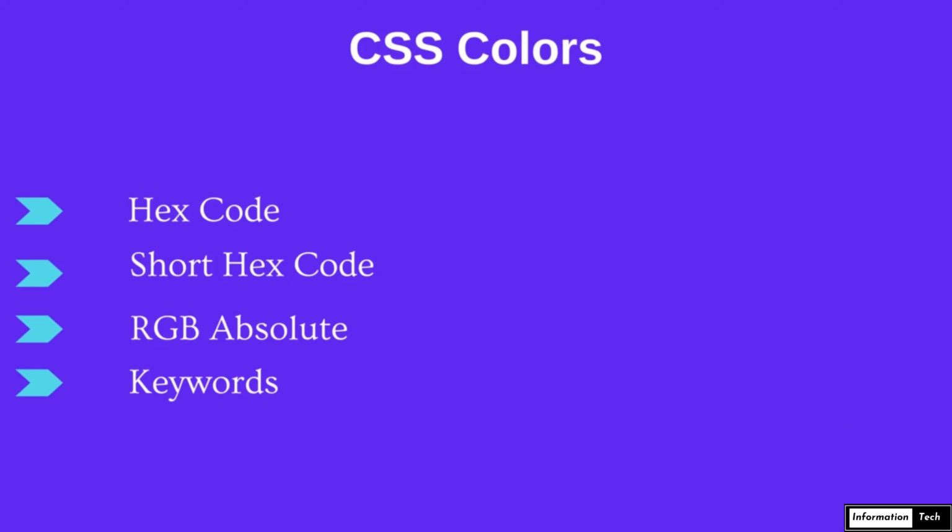So here we have 4 different ways of doing the same. First is passing the hexadecimal code, then short hexadecimal code, RGB absolute, and keywords. As we know, all colors are made up of 3 basic colors, that is red, green and blue. So this RGB combination will help us in forming the different colors. Keywords help us write the name of a specific color.